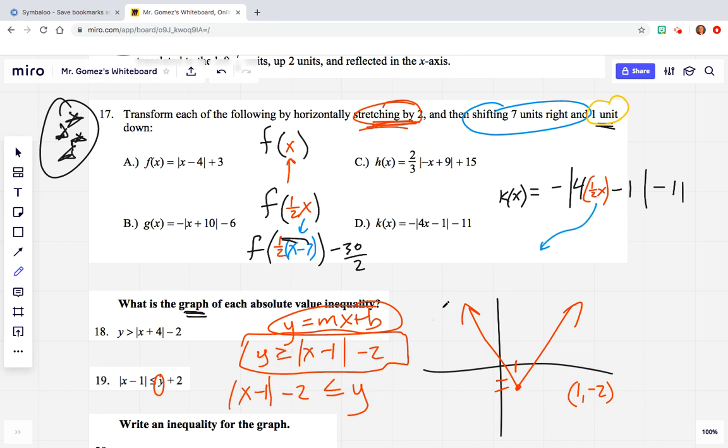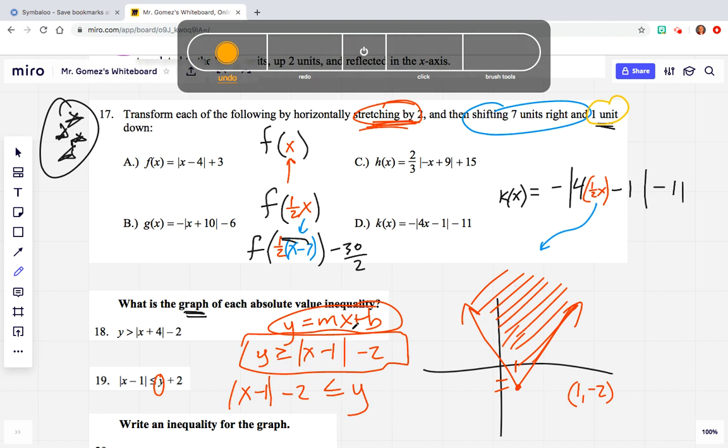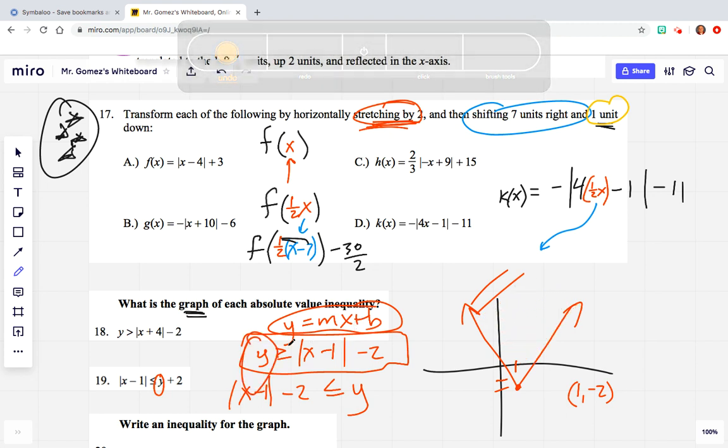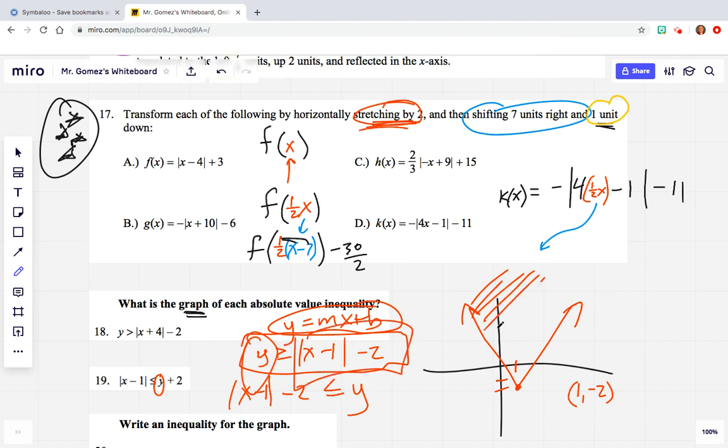And then we're going to shade greater than or equal to. So all of this that is greater than this line is going to be shaded. And sure enough, the line itself is going to be solid, because again, we shade where the y's are greater than this graph. So y's that are greater than are all the y's that we are shading.